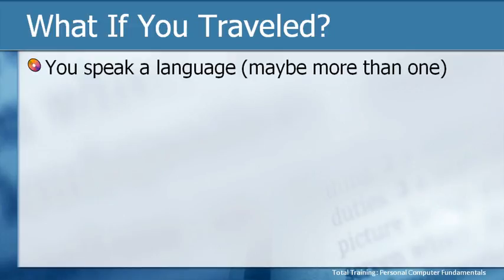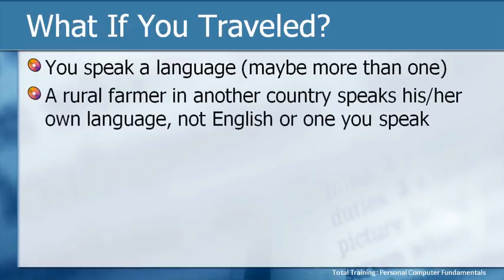And I'm going to start off with a question, which is, what if you traveled? We know that you speak a language, maybe even more than one. And for our purposes, we're going to say that your primary language is English. But what if you traveled to a different country and you ran into a rural farmer in another country and they speak only his or her language? Maybe they've never been outside of their own town. They don't speak English and they don't speak any of the languages that you happen to speak.